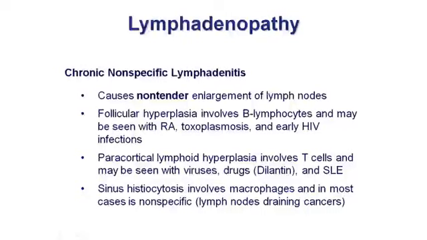For our non-neoplastic or reactive conditions, we have follicular hyperplasia. Typically it involves the B lymphocytes, and may be associated with toxoplasmosis, rheumatoid arthritis, and HIV. You can also have pericortical lymphoid hyperplasia involving the T cells, which can be seen with things like viruses and drugs, again with lupus. However, I will caution you with the so-called sinus histiocytosis.